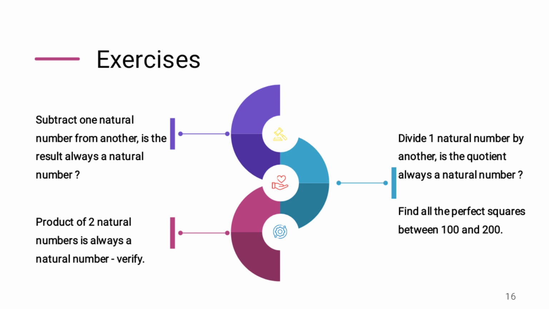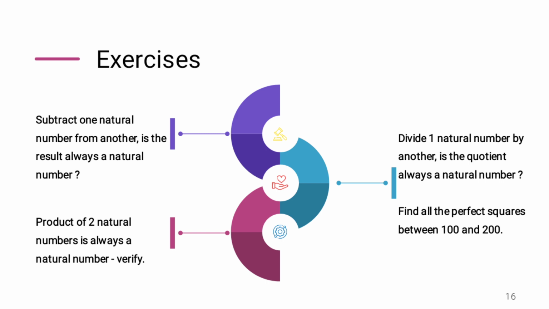Subtract one natural number from another. Is the result always a natural number? You have to subtract one natural number from another and then find out whether the result is a natural number. And then, the product of two natural numbers is always a natural number. Verify. Divide one natural number by another. Is the quotient always a natural number?